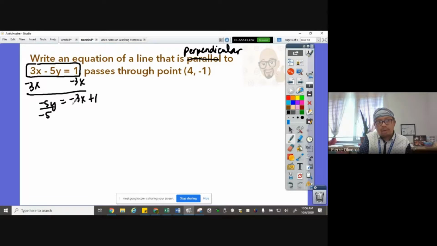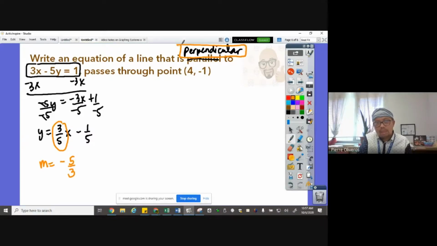Divide everything by -5, -5, -5. And we need the slope. y is equal to, negative divided by negative is positive 3/5 x minus 1/5. And the slope here is 3/5. So we're going to use a slope which is -5/3. Remember, it's perpendicular here, so we need to find the negative reciprocal. The 5 goes up, the 3 goes down, and flip the sign. So this is the slope we're going to use.